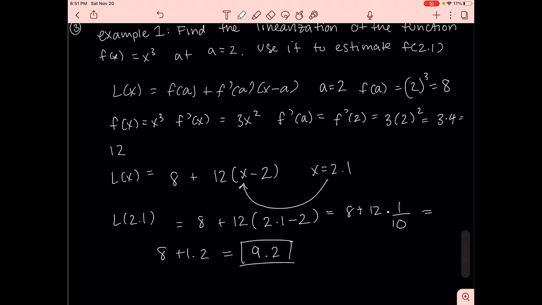Now let's check our work here. Let's check what happens when we use a calculator to find the actual value of 2.1 cubed. So when we do that, we get 9.261. So as you can see, this linearization process gets us pretty close to the actual value.